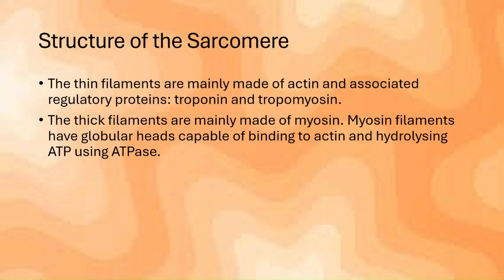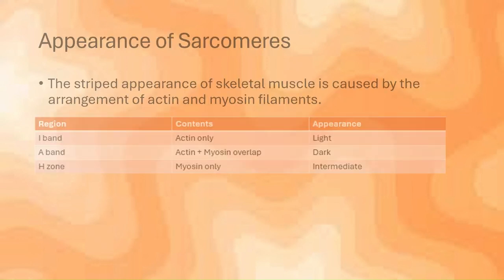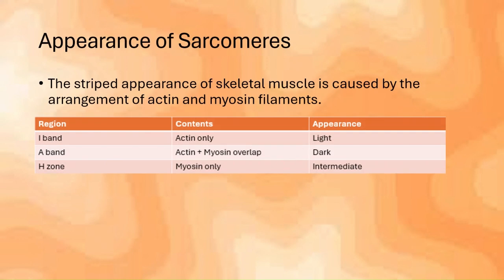The thin filaments are mainly made of actin and associated regulatory proteins, troponin and tropomyosin. The thick filaments are mainly made of myosin. Myosin filaments have globular heads capable of binding to actin and hydrolyzing ATP using ATPase. The striped appearance of skeletal muscle is caused by the arrangement of actin and myosin filaments.